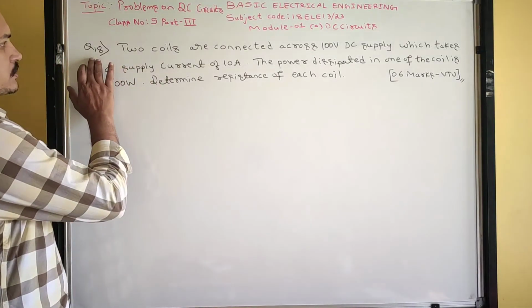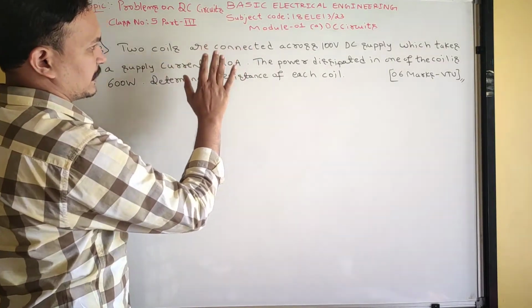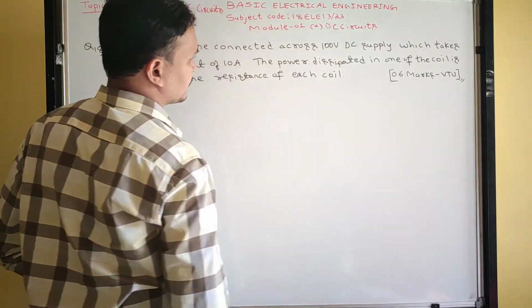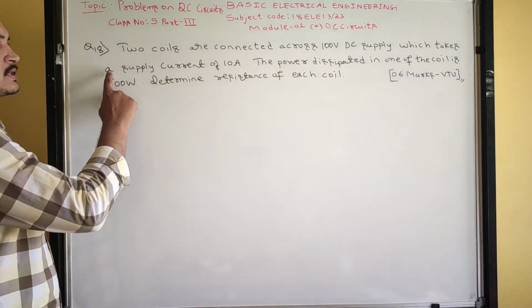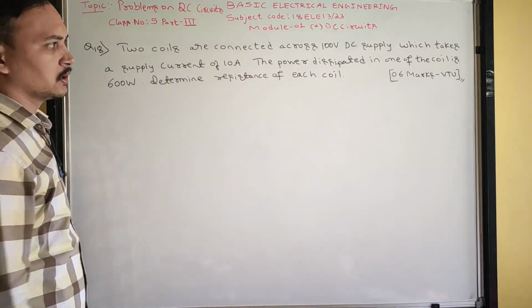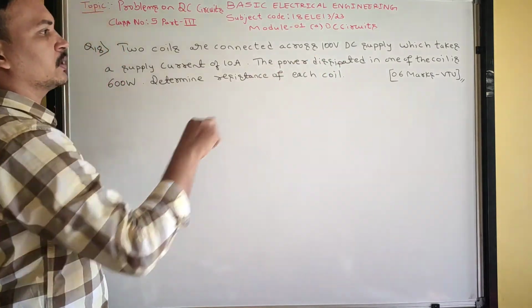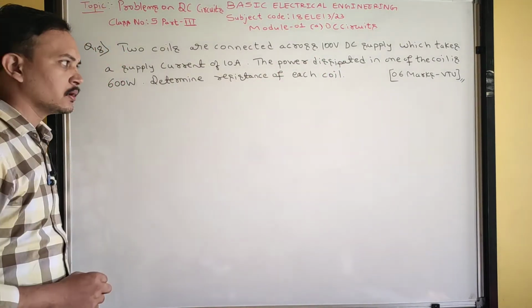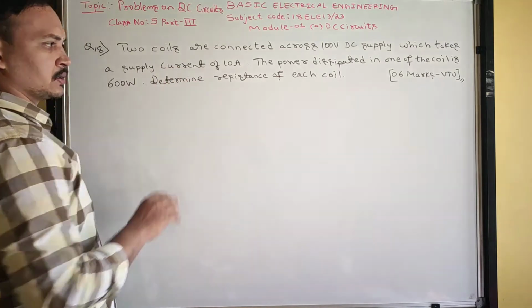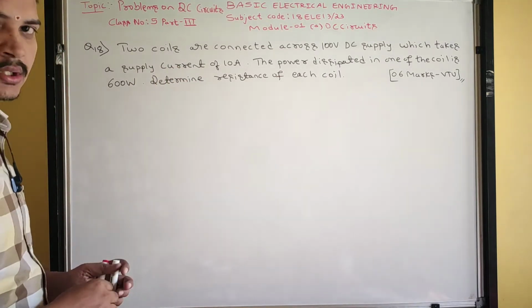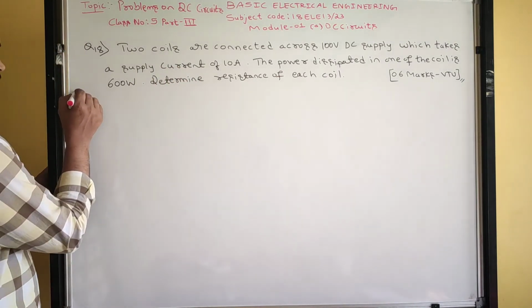Okay students, next question is, two coils are connected across a 100 volt DC supply which takes a supply current of 10 ampere. The power dissipated in one of the coils is 600 watt. Determine the resistance of each coil. The circuit is not given, you have to draw the circuit.